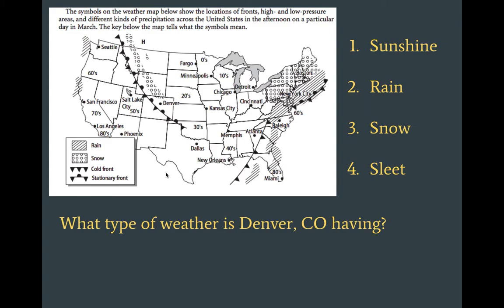Okay, so here's your question. What type of weather is Denver, Colorado having? So here's Denver. I'm going to give you about 7 seconds more. Oh, I didn't read the answers. Sunshine, rain, snow, or sleet. And the answer is snow. So if you look here, you see these circles. You look here, you see what it means.